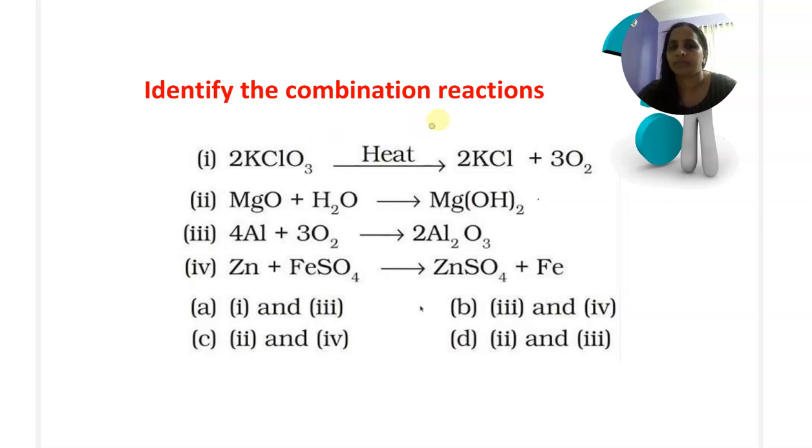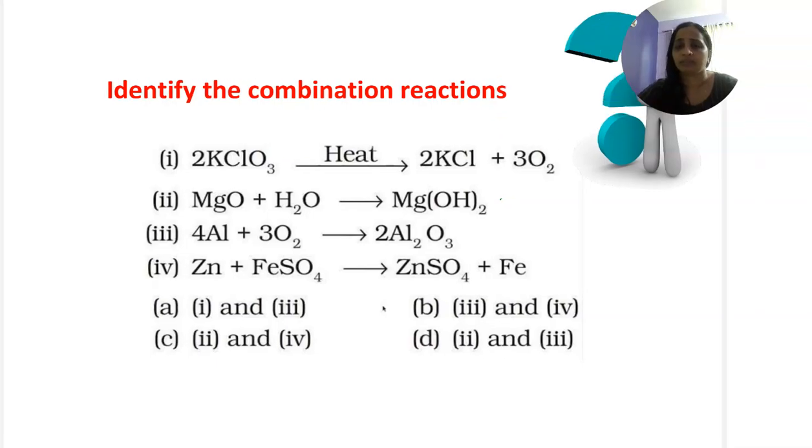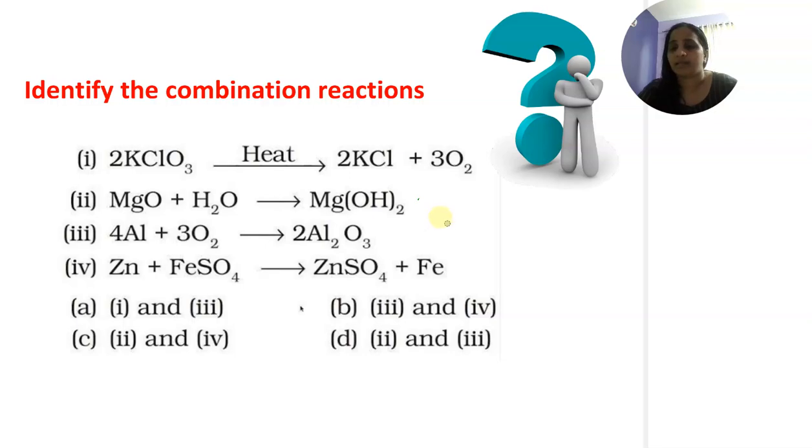Then another question: identify the combination reactions here. To identify combination reactions, you have to check whether only a single product is forming. Here you can check magnesium oxide plus water gives magnesium hydroxide. Aluminium plus oxygen gives aluminium oxide. In both reactions only single products are formed. So 2 and 3 is the answer, option B. Okay, clear? Hope you understood combination reactions.